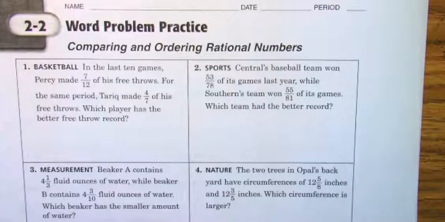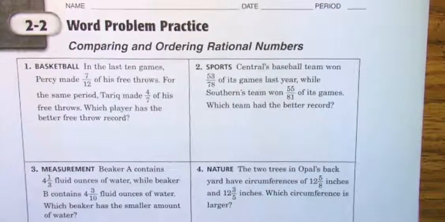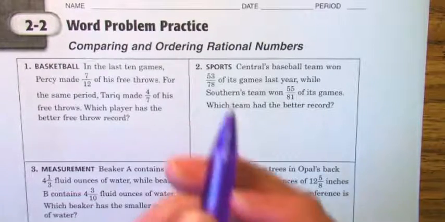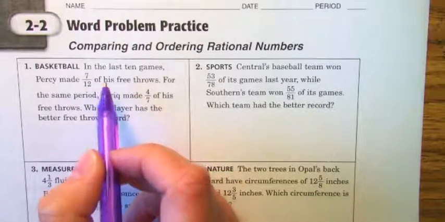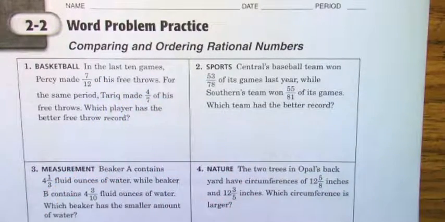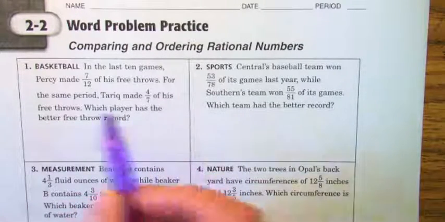Comparing and ordering rational numbers. For this activity, you will need to pick 4 problems to complete. Basically, you're reading each problem, and then we have to compare them. But our problem is comparing when you have 2 types of fractions. So let's look at the first one.